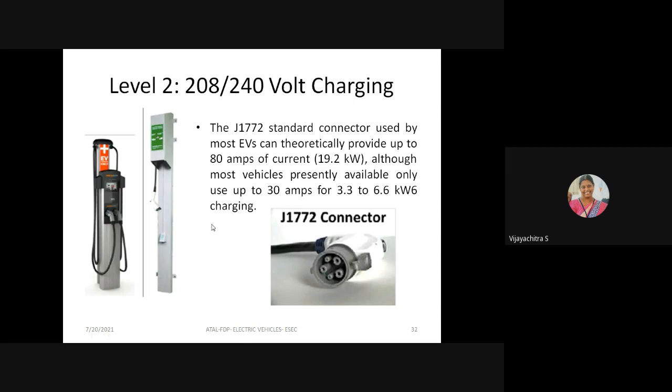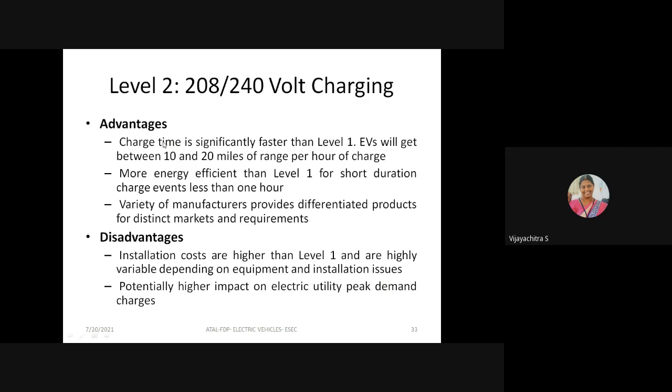This is the second one. So anyone can adopt this level 2 in comparison with DC fast charging. If it is for a home or smaller area, and if it is of smaller cost, then anyone can adopt level 2 charging. And these are all the advantages.